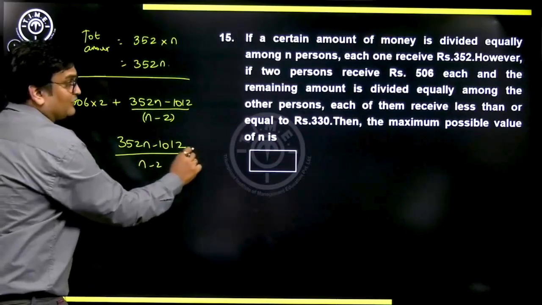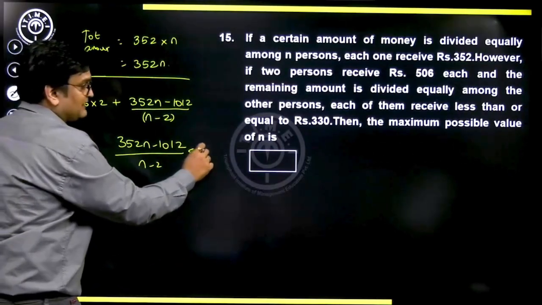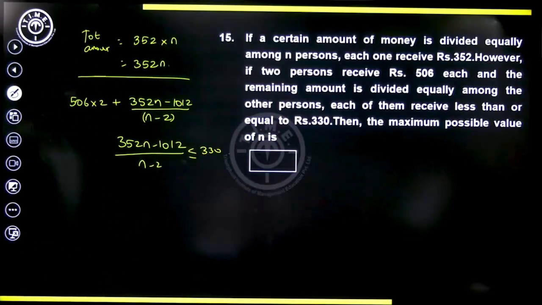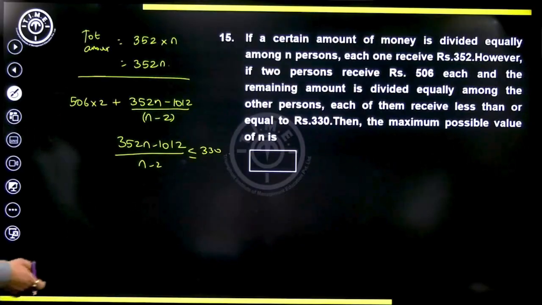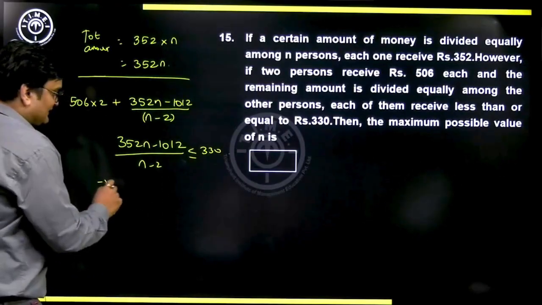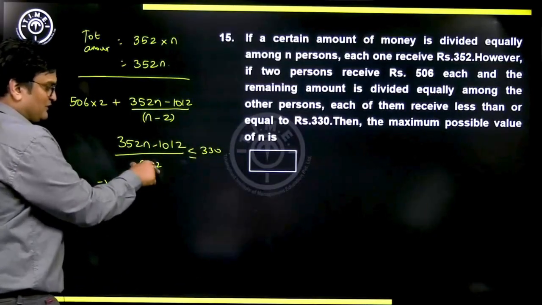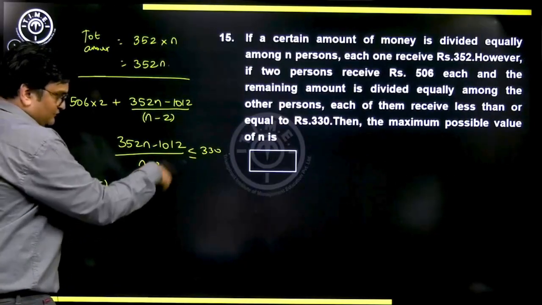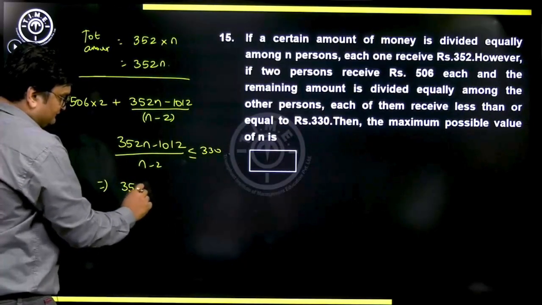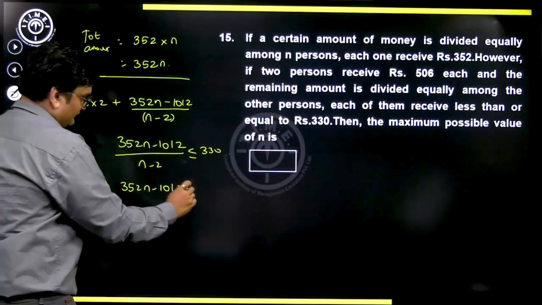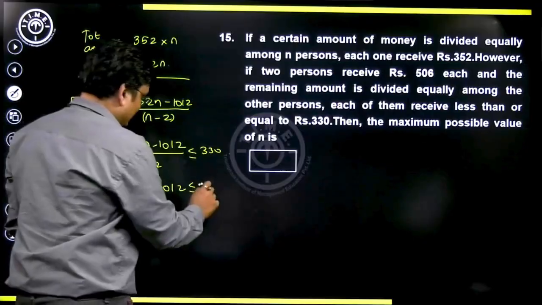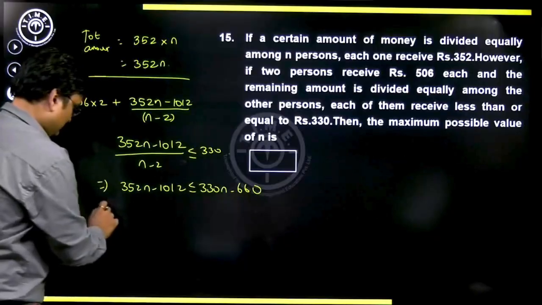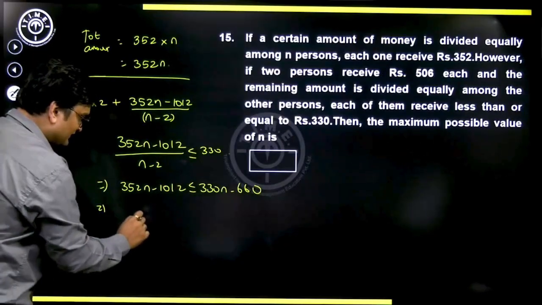This is less than or equal to 330. So now the question is, maximum possible value of n is how much? Let's try to simplify this inequality by cross multiplying. n minus 2 is definitely going to be non-negative. So when you take it on the other side, 352n will be less than or equal to 330n minus 660. 352 minus 330 is 22n.